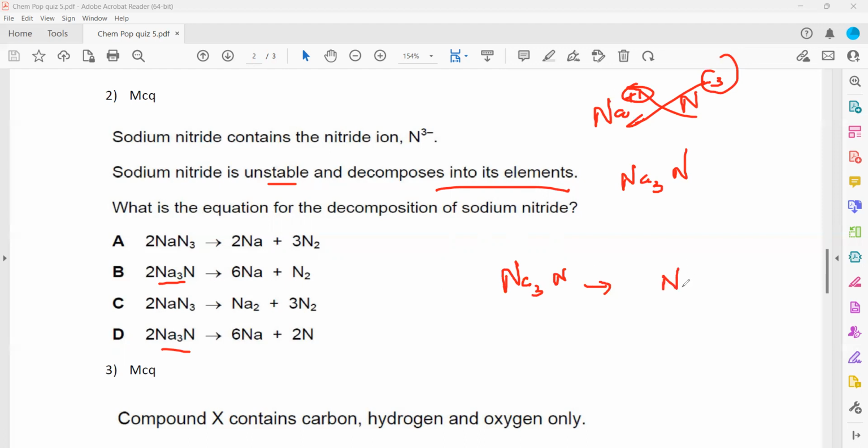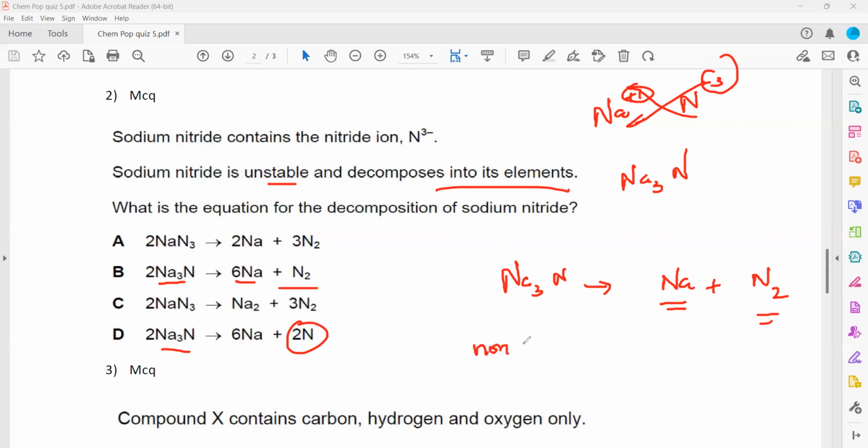If the element is a metal, it will exist as an atom. But if the element is a non-metal, it should exist as a molecule. So nitrogen should be N2. So sodium should exist as a sodium atom and the nitrogen element should exist as a nitrogen molecule. So sodium atom and nitrogen molecule. Why is D wrong? Because here they mention nitrogen atoms, but it should be a nitrogen molecule because nitrogen is a non-metal.